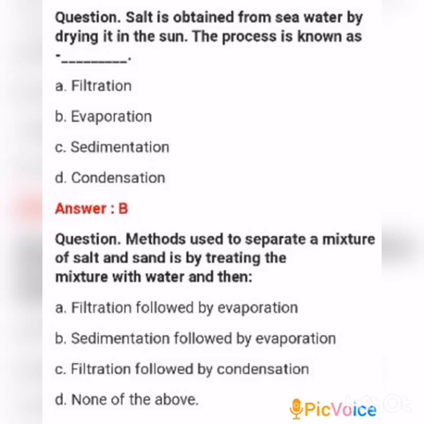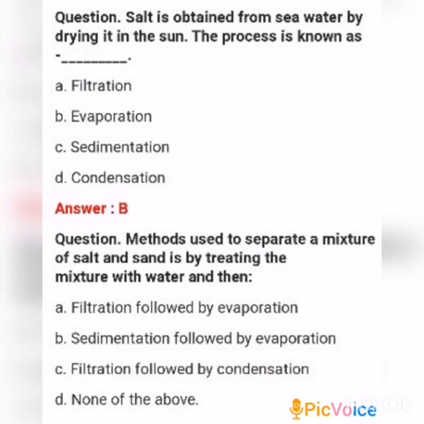Next question. Salt is obtained from seawater by drying it in the sun. The process is known as A, filtration, B, evaporation, C, sedimentation, D, condensation. The answer is B, evaporation.